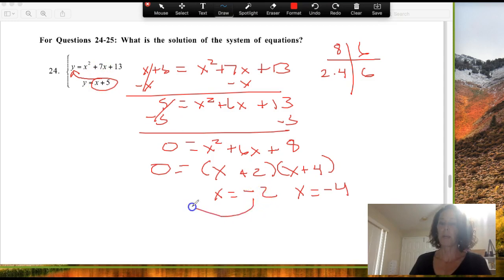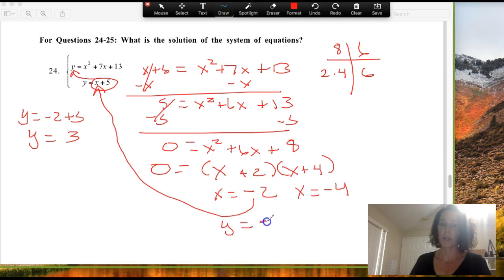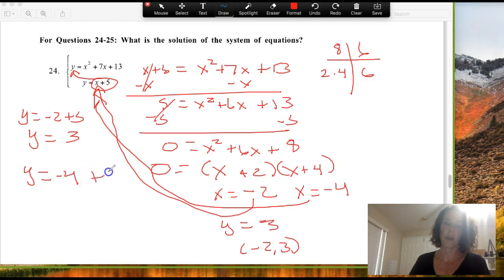So I'm going to plug in -2 into the second equation, way easier to figure out the y value. So y equals -2 plus 5, so y is going to equal 3. So when x is -2, y is 3, and the point would be -2, 3. Now do it for this one. Plug in -4 here, and I'm going to get y equals -4 plus 5, and then -4 plus 5 is 1. So my y value will be 1. So that point will be -4, 1. And these are the 2 points where these two intersect.